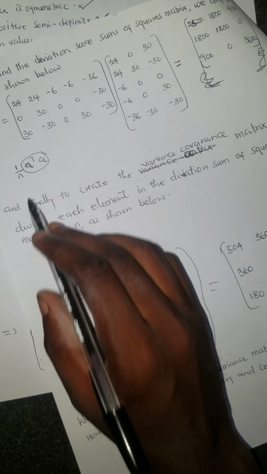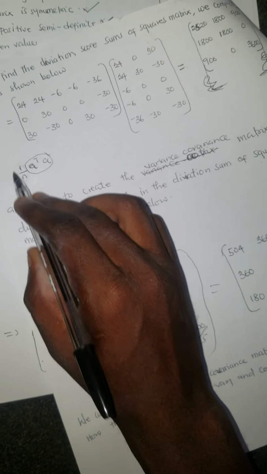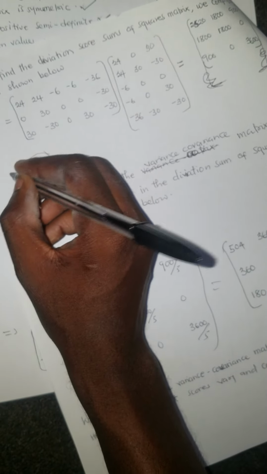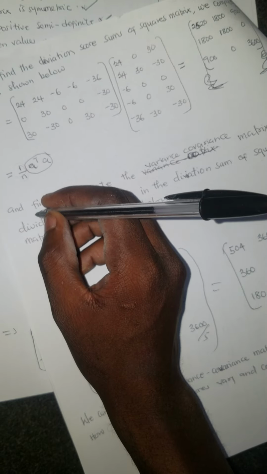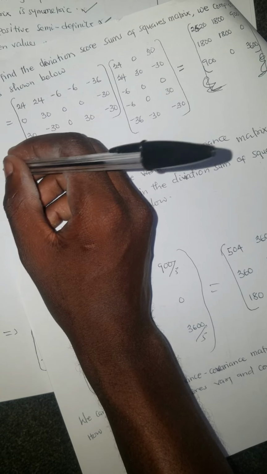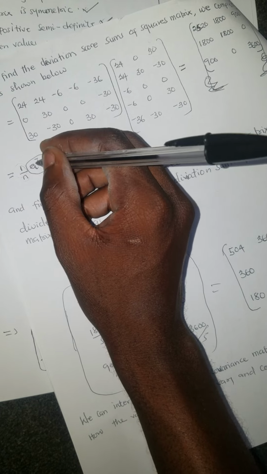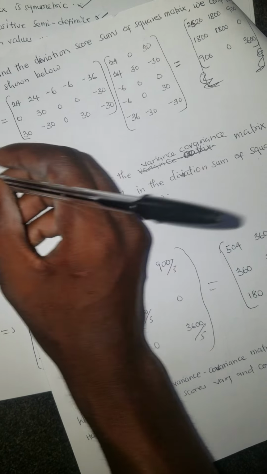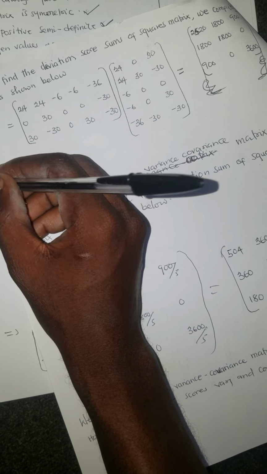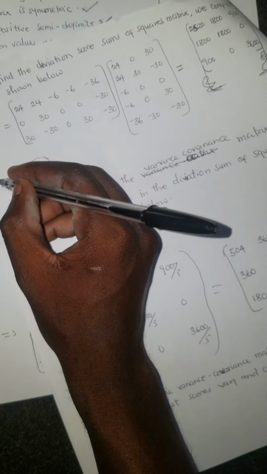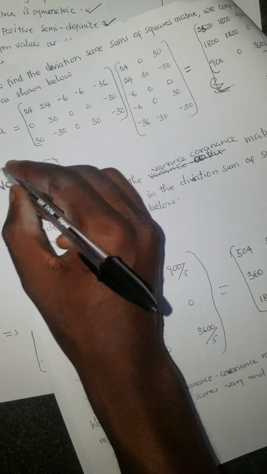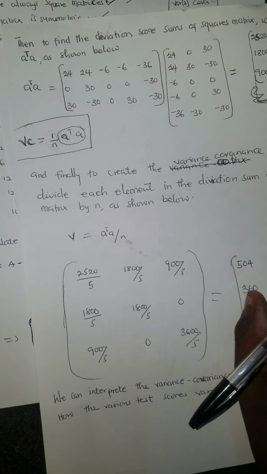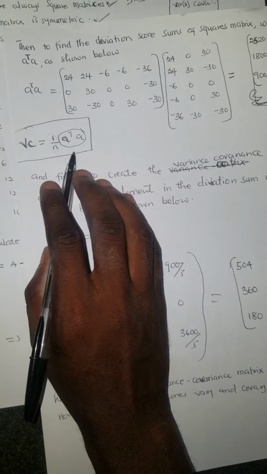And then multiply it by the fraction, 1 over the number of samples we have. So this is the variance covariance matrix. I will name it VC. This is the formula for the variance covariance matrix. This is why we are solving all these things. So the variance covariance matrix is this.